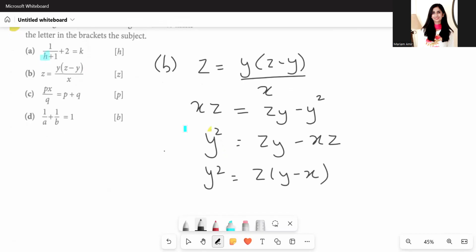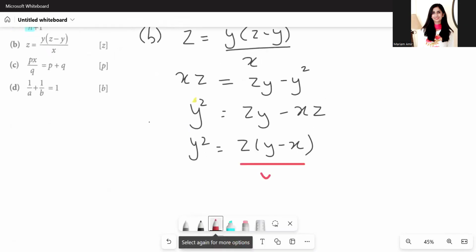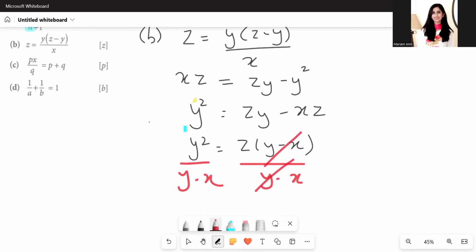Now we're ready to make z the subject. How do we make z the subject? You can take z to the other side. This entire thing goes to the other side. It's multiplying here, so it'll divide here. Or you can look at it this way. We can divide y minus x on both sides. So this and this gets cancelled, which is the same thing as moving this to the other side.